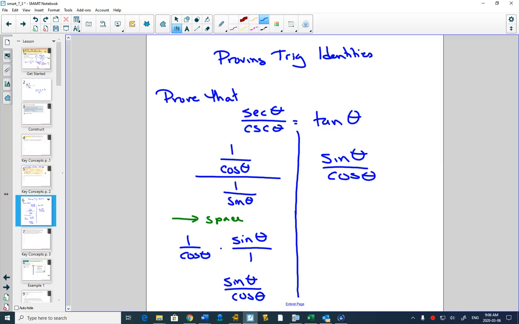Do we have to convert both sides? You don't have to. Some people would, instead of writing this, change this one to tan. In some cultures, you're only allowed to work on one side and not the other.